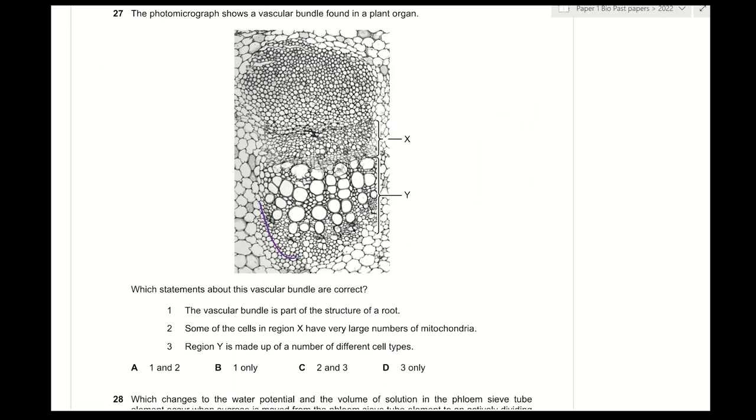Question number 27, the photomicrograph shows a vascular bundle found in a plant organ. Which statements about this vascular bundle are correct? 1. The vascular bundle is part of the structure of a root. Now, this is incorrect. The reason for this is that it looks like the structure of a vascular bundle found in a stem, because it looks something like this, with this area here being the phloem, this area X the cambium, and area Y being the xylem and the sclerenchyma.